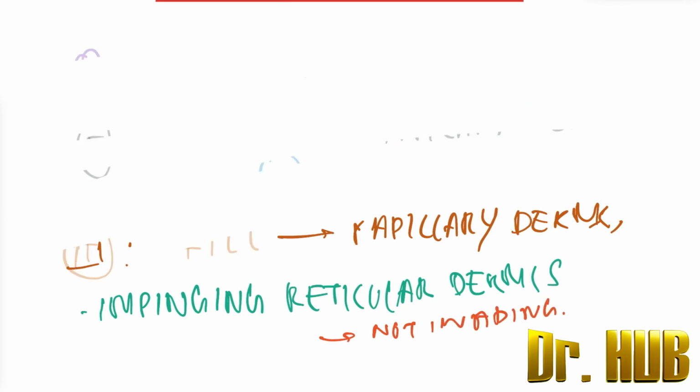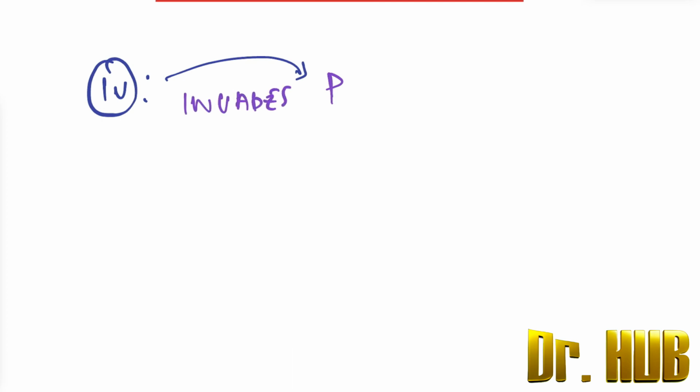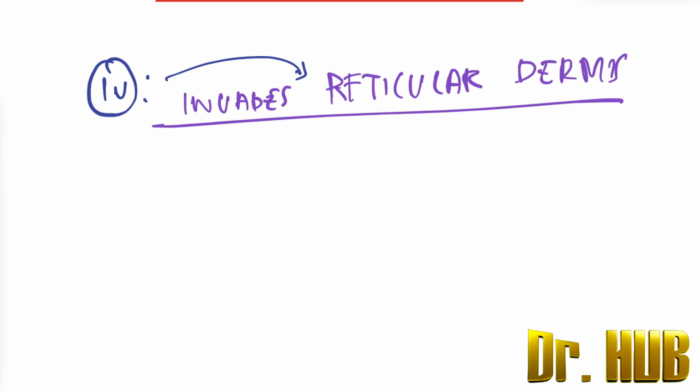Then we move on to grade 4. Grade 4 is where the depth of invasion is such that it invades the reticular dermis. So this invasion of the reticular dermis is grade 4. Then moving on to level 5, it invades the subcutaneous tissue.